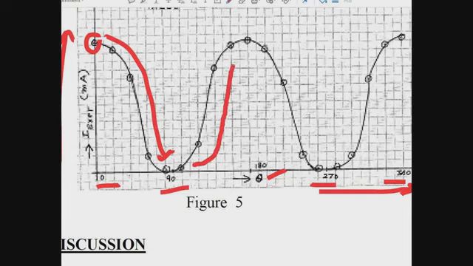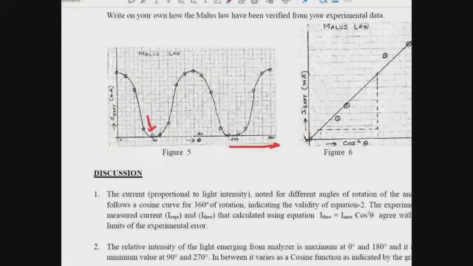Again it is rising at 180 degree. At 180 degree, my cos theta value is minus 1, cos square theta is 1, so maximum intensity. Again it is dropping at 270 degree, where cos theta is 0, so it will be minimum. It is dropping to 0. Again it will rise for my 360 degree. So we can see this particular curve that is taking place.